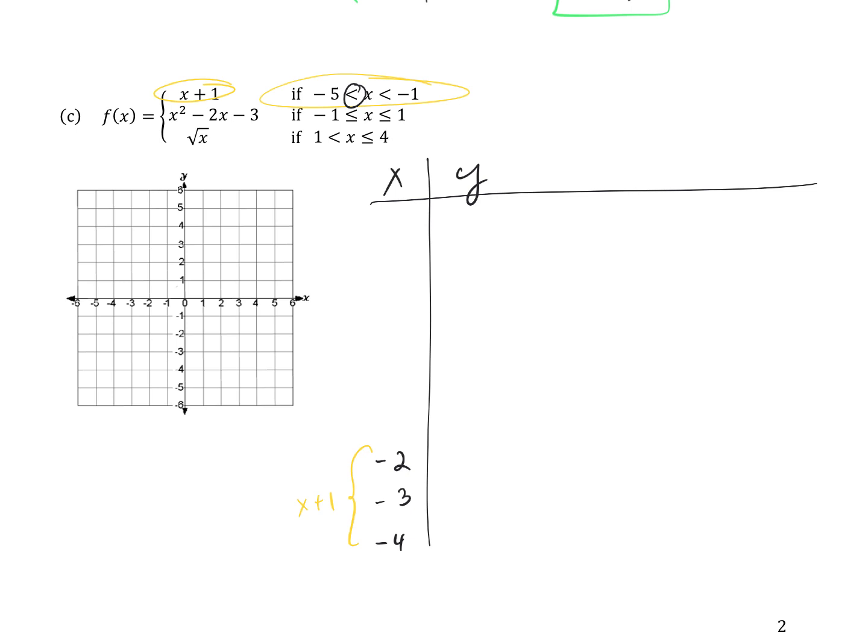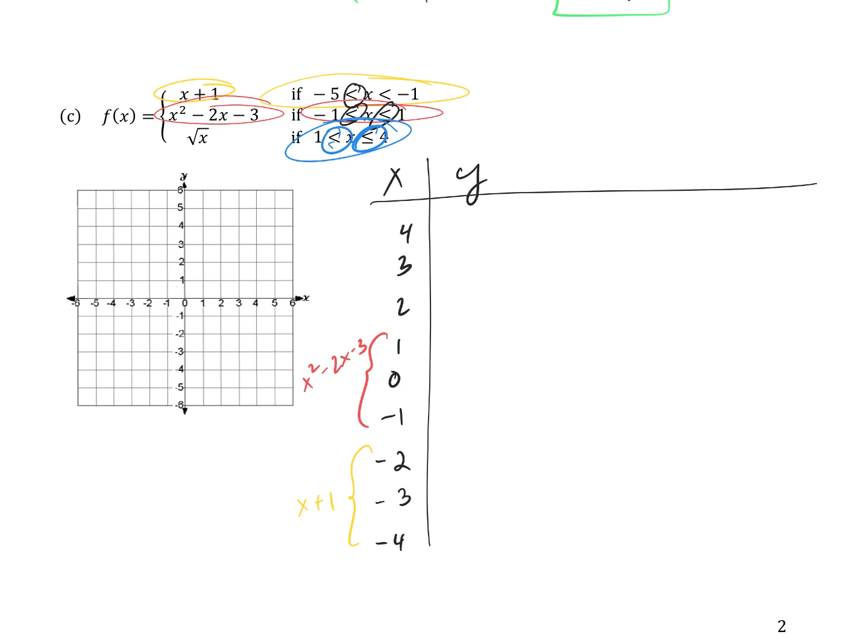Next, we're looking at the parabola, bounded between negative 1 and 1. Because it can be equal to negative 1 and 1, I'll go ahead and use those actual points, negative 1, 0, and 1. And again, that is my parabola, x squared minus 2x minus 3. And the last one, bounded between 1 and 4, and it can be equal to 4, not equal to 1. What point should I pick for that? I can't pick 1, so I'll go ahead and do 2, 3, and how about 4 as well?